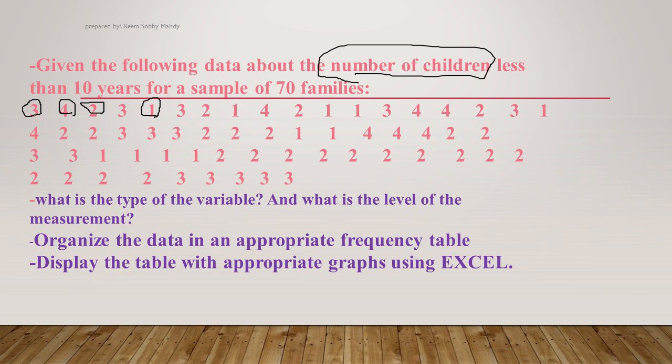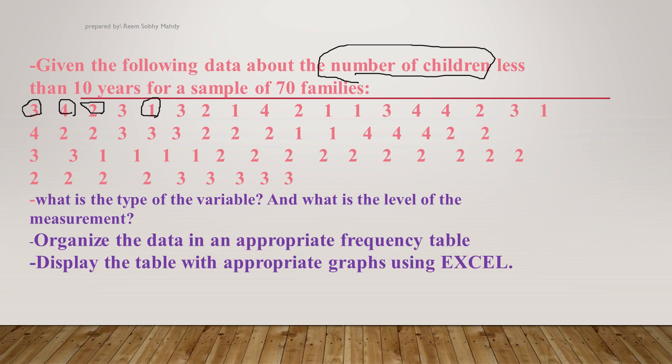Our variable here is the number of children in the family with age less than 10 years. So the variable is the number of the children. Their ages are less than 10 years. The type of the variable is discrete quantitative variable, or quantitative discrete variable. And the level of measurement will be ratio level of measurement, as 0 means the absence of the children. So the level of the measurement will be ratio level.